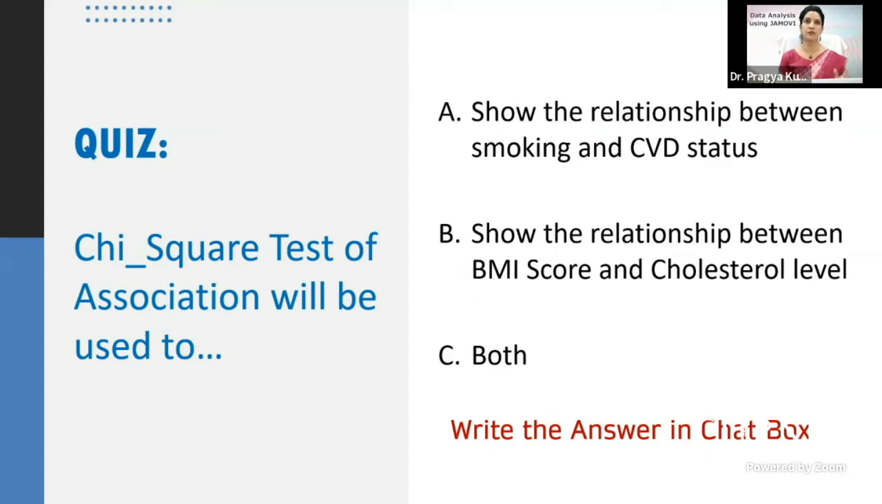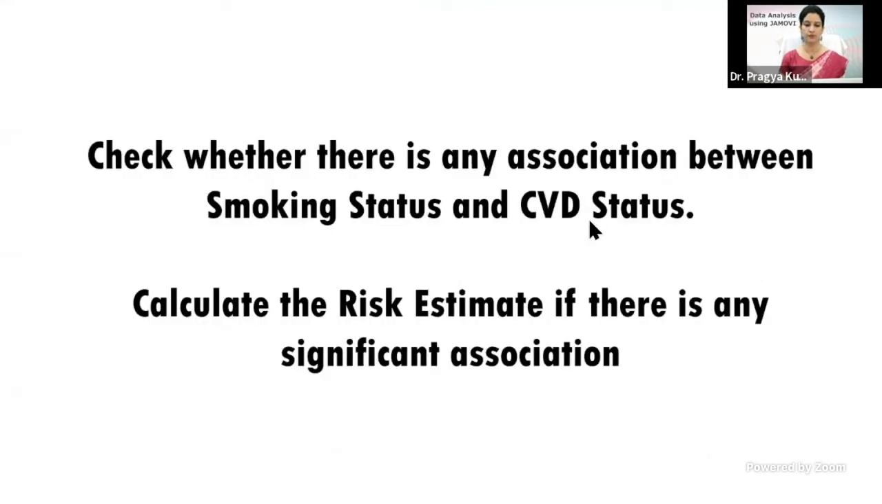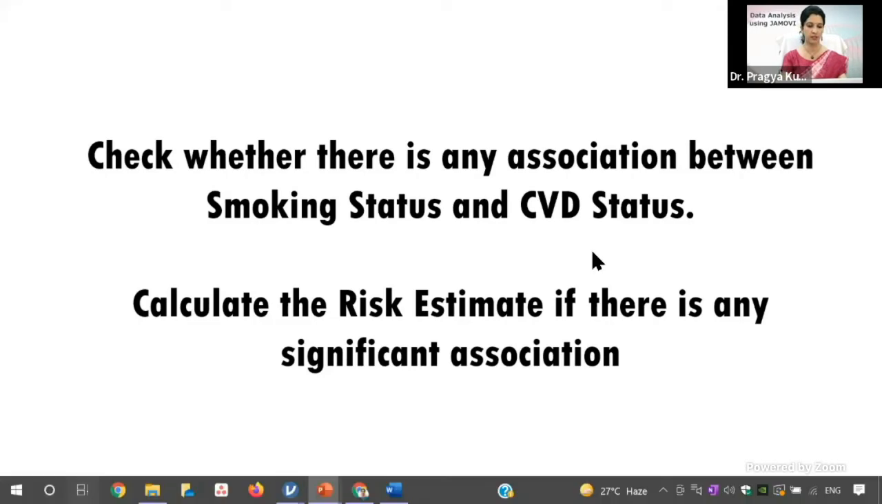And the correct answer would be the first one, because the second one is the relationship between the BMI score and cholesterol, both of which are continuous variables. So we will use bivariate correlation or the Pearson's correlation to see that. And in the first one, if the data is categorical in nature, then we use the chi-square test for association. So we will see how to use the JAMOVI.